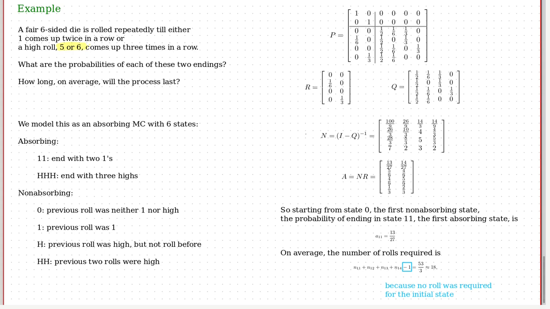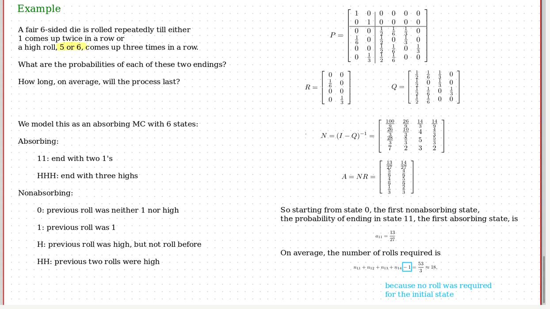What exactly is the probability of ending up in either one of these states, right? Are we more likely to end up with 2 1s or with 3 high rolls? And what exactly are the probabilities? And how long on average do we have to roll until one of these things happens?